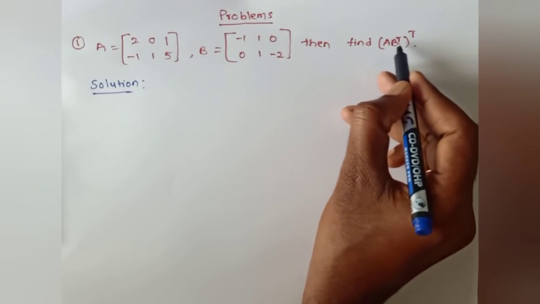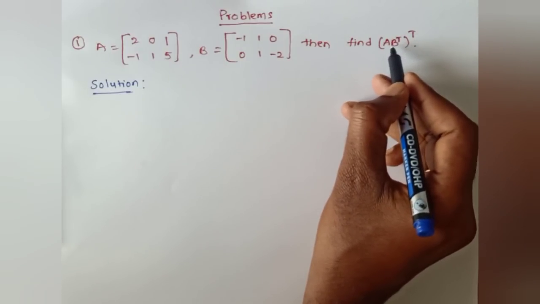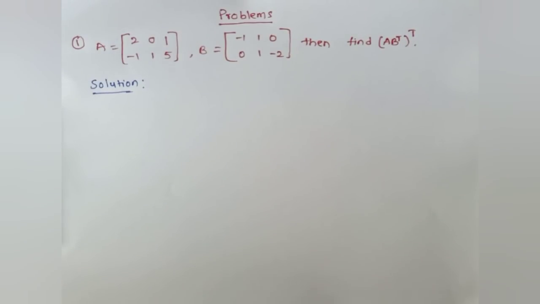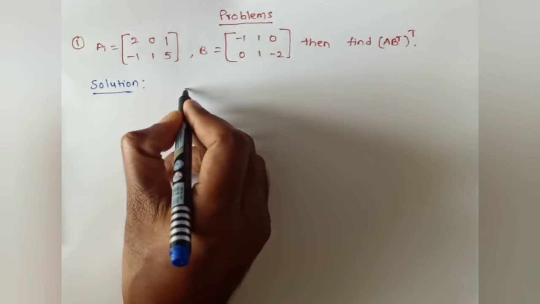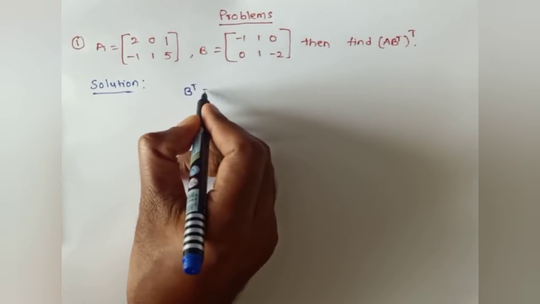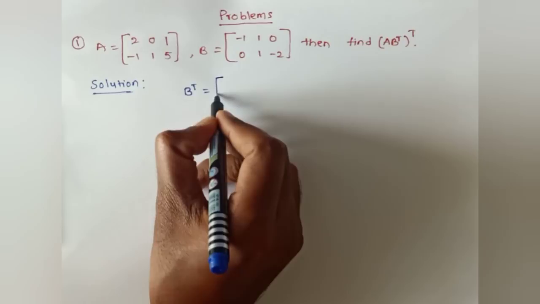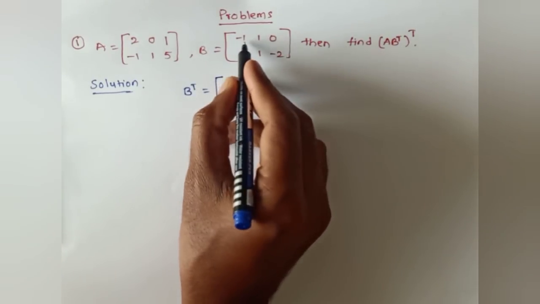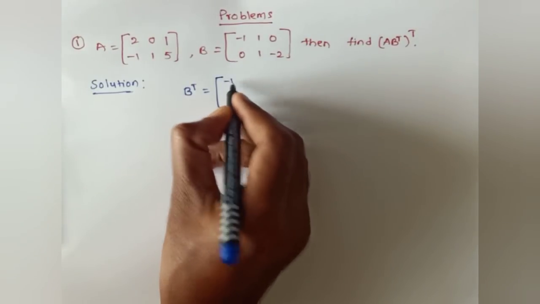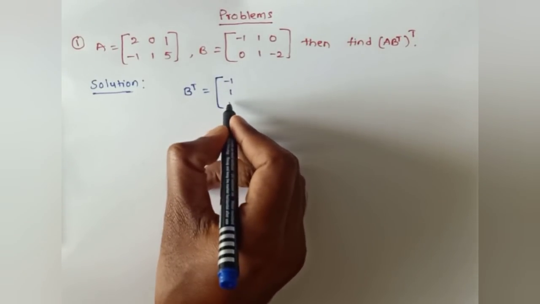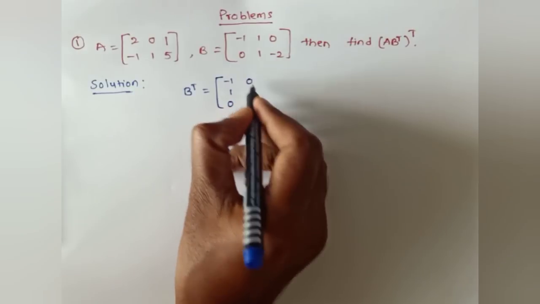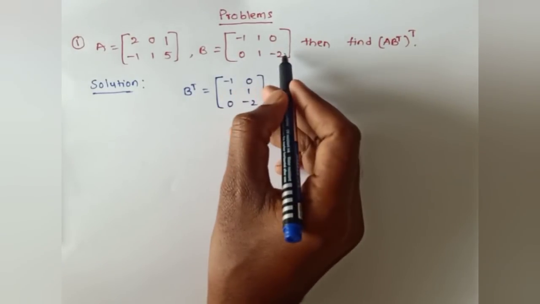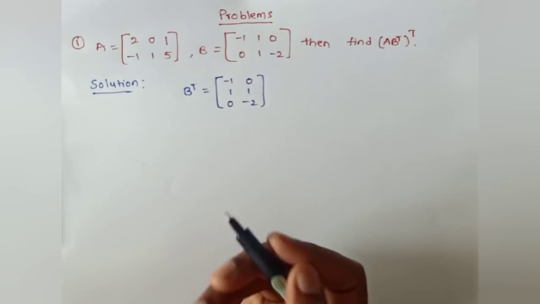See, (AB) whole transpose. After getting the AB transpose matrix, then apply the transpose of that resultant. So here we need only B transpose. What is transpose? By interchanging the rows into columns. So this row becomes column: minus 1, 1, 0; 0, 1, minus 2. So this is a 2 by 3 matrix and 3 by 2.